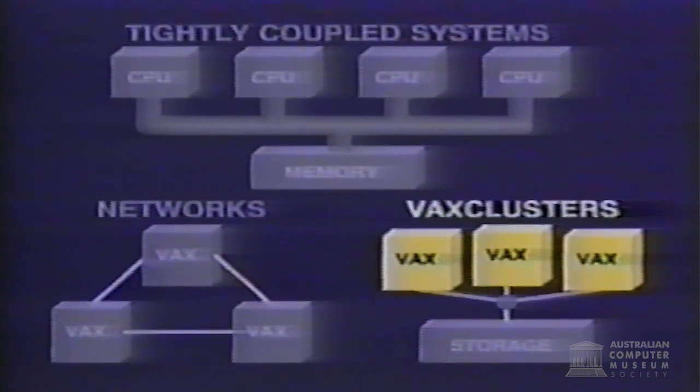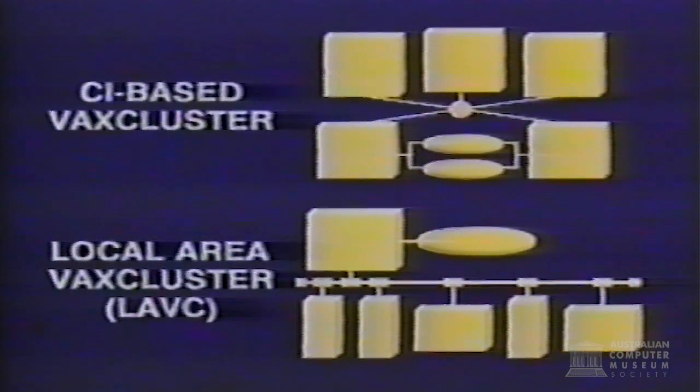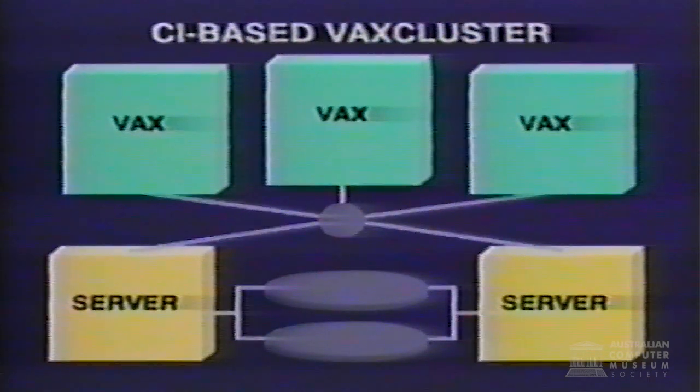VAX cluster systems represent our third category of multiple CPU configurations. Digital offers two types of VAX cluster systems: a CI-based VAX cluster and a local area VAX cluster. These two systems can be joined into a single VAX cluster configuration. A CI-based VAX cluster can be configured many different ways.